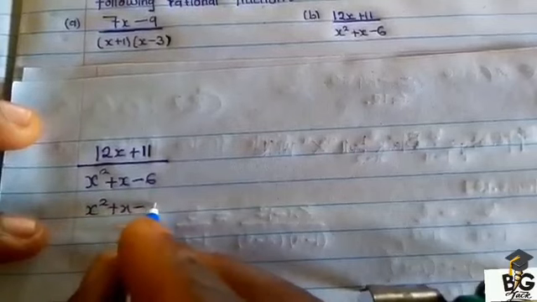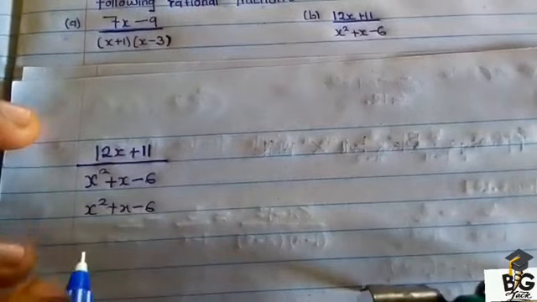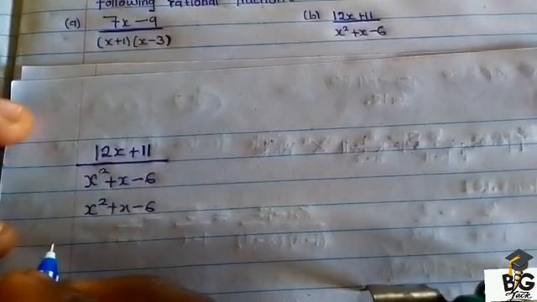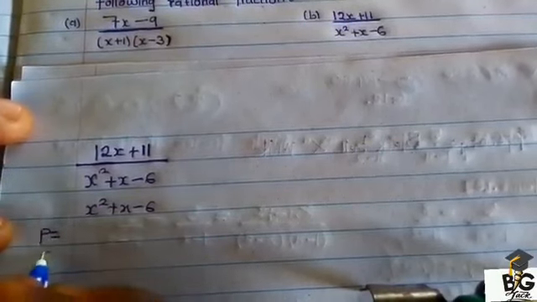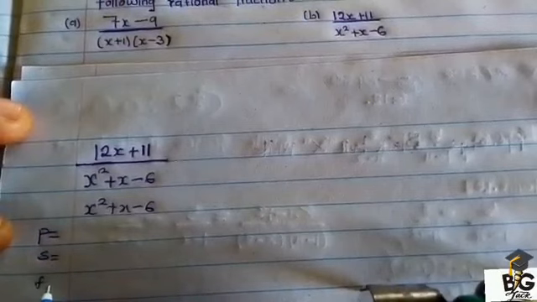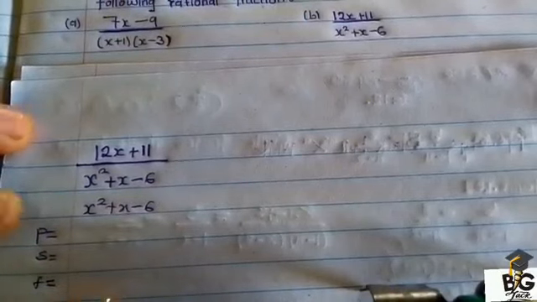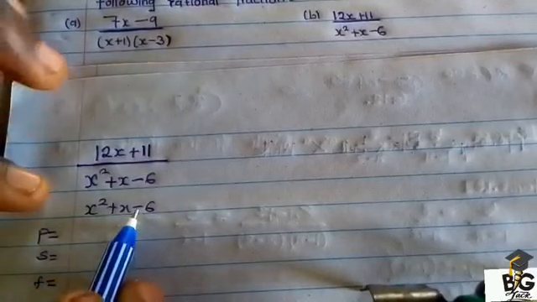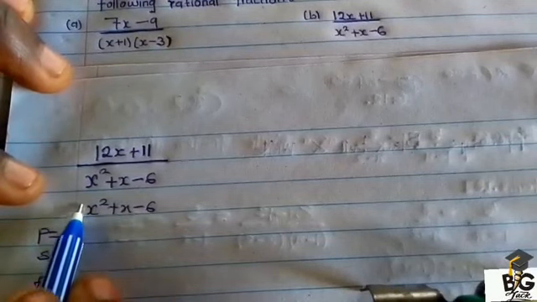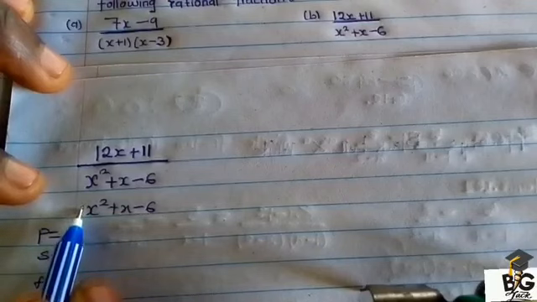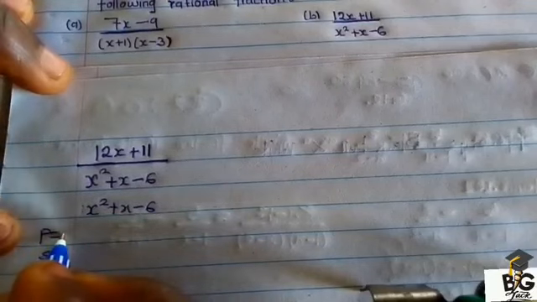Now, let's try to find the products, or let me just say the product, sum and factors. So the product here, it is negative 6 multiplied by 1, which is the value of a. Then the answer is going to be negative 6.